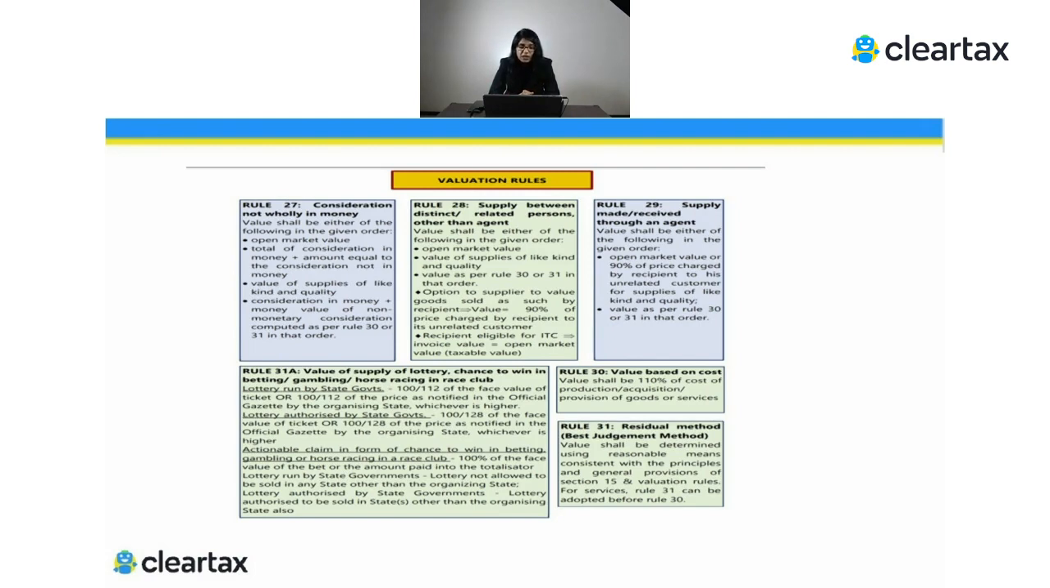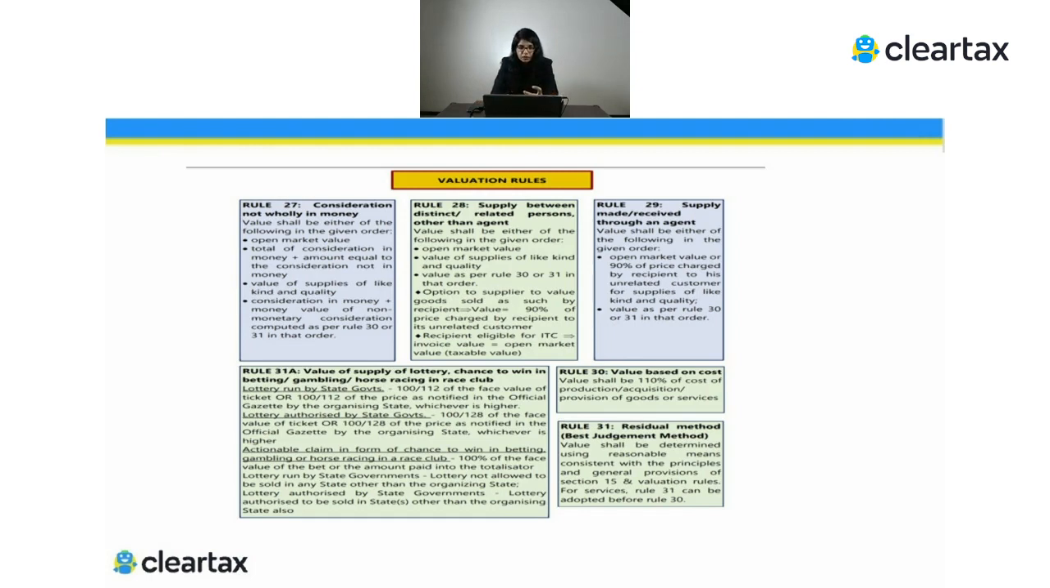The last one is rule number 31, which talks about the residual method, which is based on the best judgment method. It says the value shall be determined using reasonable means consistent with the principles and general provisions. So you are not able to define the value on the basis of the earlier methods, and I am giving you an opportunity to look into some quantity on a reasonable basis. If I am selling the same thing, obviously this cannot change the brand. Just think of a phone.